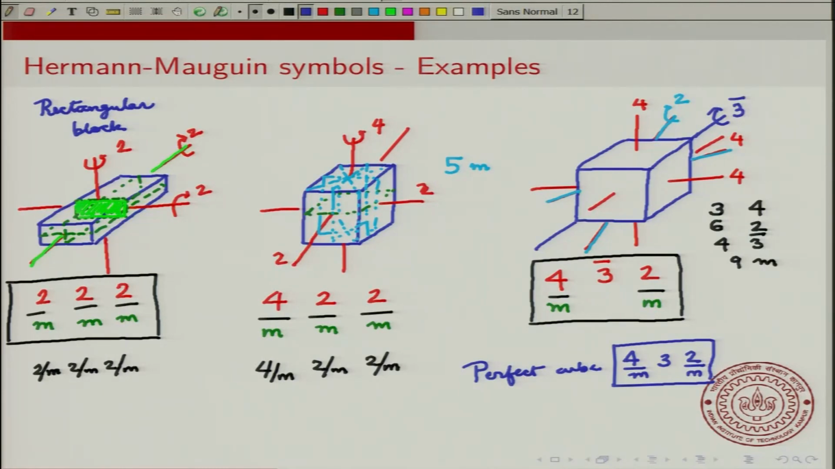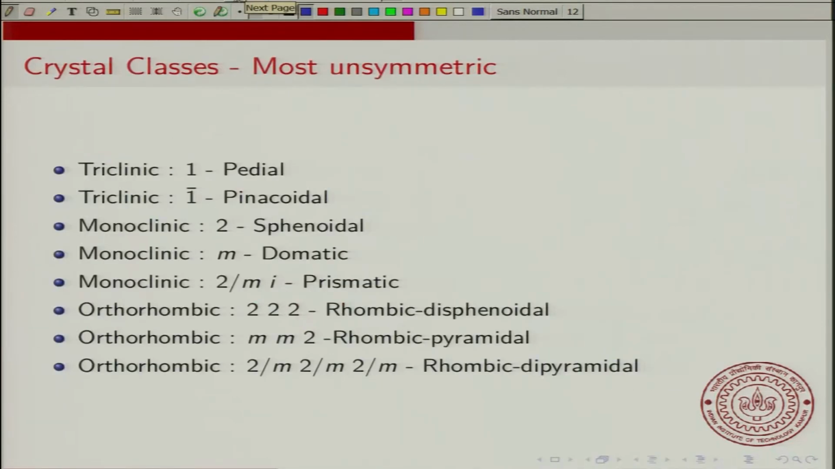Okay. So now with these examples we will just list all the notations for all the crystal classes, and again we will start with the most unsymmetrical. So the most unsymmetrical is the triclinic system. It is called the pedial class, and there is just a 1. There is 1, which is just the identity, there is no symmetry operation. So the class notation is just 1. This is the Hermann-Mauguin symbol. The Schoenflies symbol for this is C1.